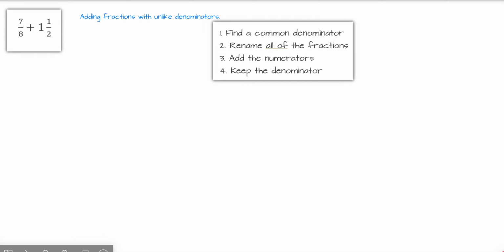Okay, this is a review of adding and subtracting fractions with unlike denominators. And then in my final example, I'm going to do a subtraction of fractions where borrowing is involved, because a lot of us have trouble with borrowing. So here are the steps. Find a common denominator, rename all of the fractions, add the numerators, keep the denominators, and the fifth thing you can always do is to check to see if you can simplify or reduce.